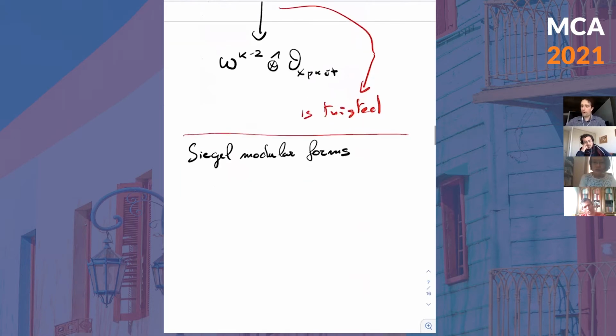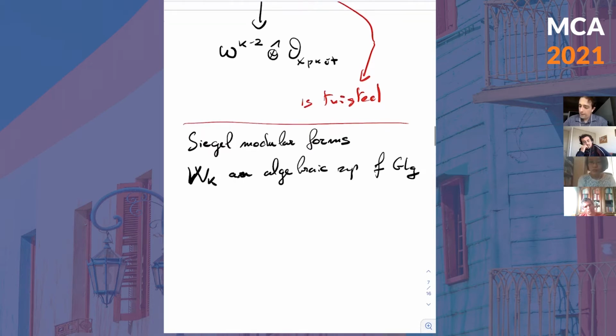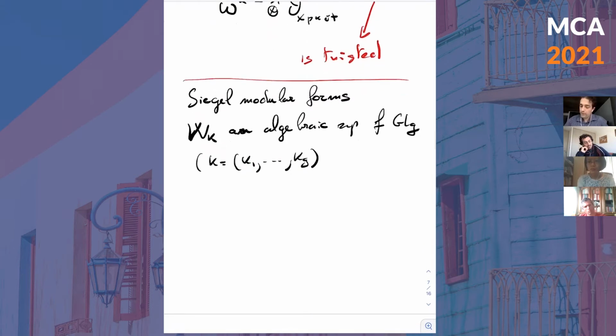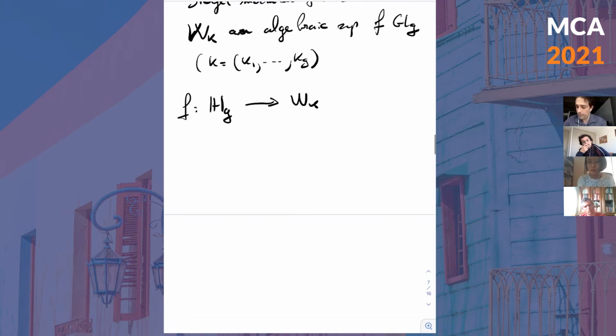So what are Siegel modular forms? I start with, let me call it W_k, an algebraic representation of GL_g. And here k is a tuple k_1 through k_g. If I suppose that W is an irreducible algebraic representation, it is characterized uniquely by this weight k, which must be dominant. So a weight k Siegel modular form is nothing else than a function from the Siegel upper half plane into W_k that satisfies a similar transformation property as before.